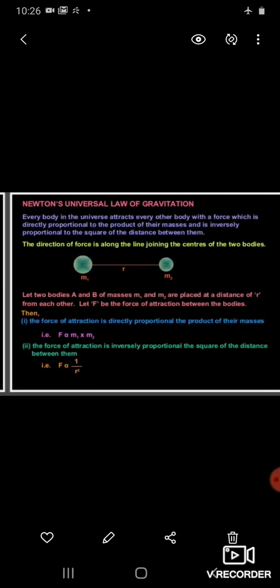Everybody knows that Sir Isaac Newton, a great scientist, discovered the law of gravitation when he was sitting under an apple tree. He thought, why did the apple fall down, instead of going up? Then he discovered this law of gravitation and the force of gravitation of earth, that is gravity. So what does this law state?